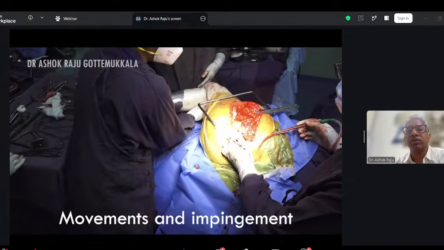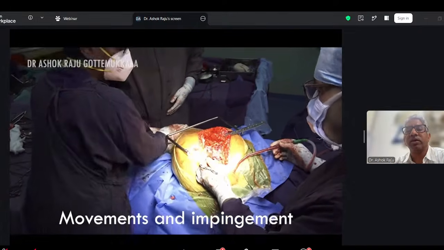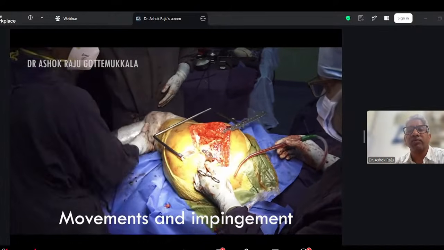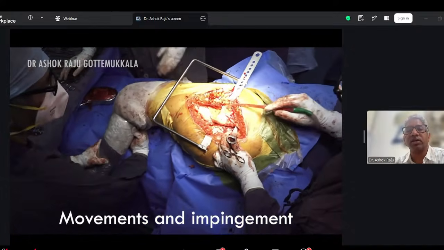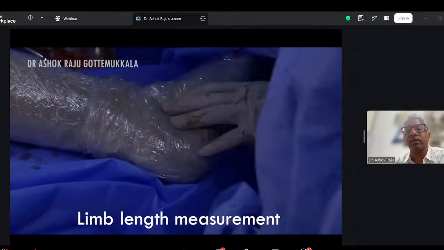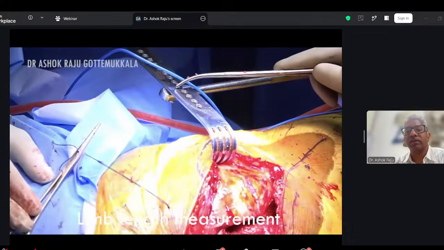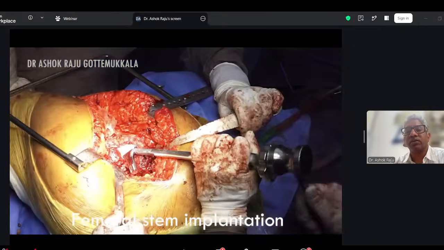So I go to the hip to 90 degrees, then internally rotate, then you adduct it so that that's the sleeping position. It should not come out. And then you extend and adduct it and externally rotate so that it doesn't come out anteriorly. Then you measure your limb length. I use the bow stitch to call it.